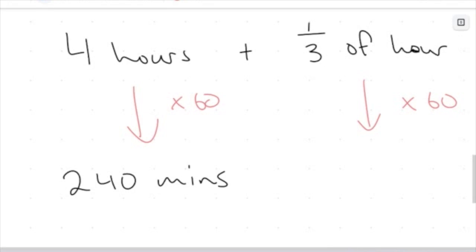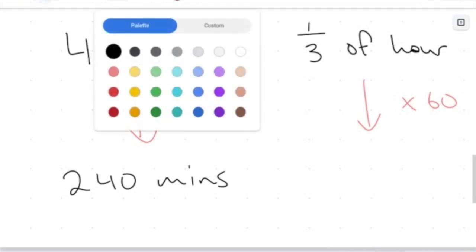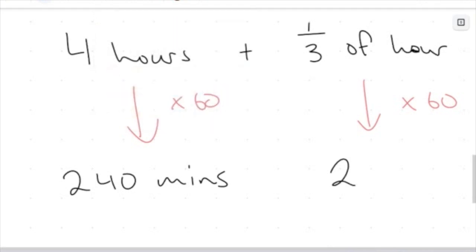Hopefully that doesn't affect the audio quality too much, but I have 1/3 of 60. So what happens when I multiply 60 by 1/3? Well, that's the same as dividing 60 by 3. So I'm going to get 20 minutes.